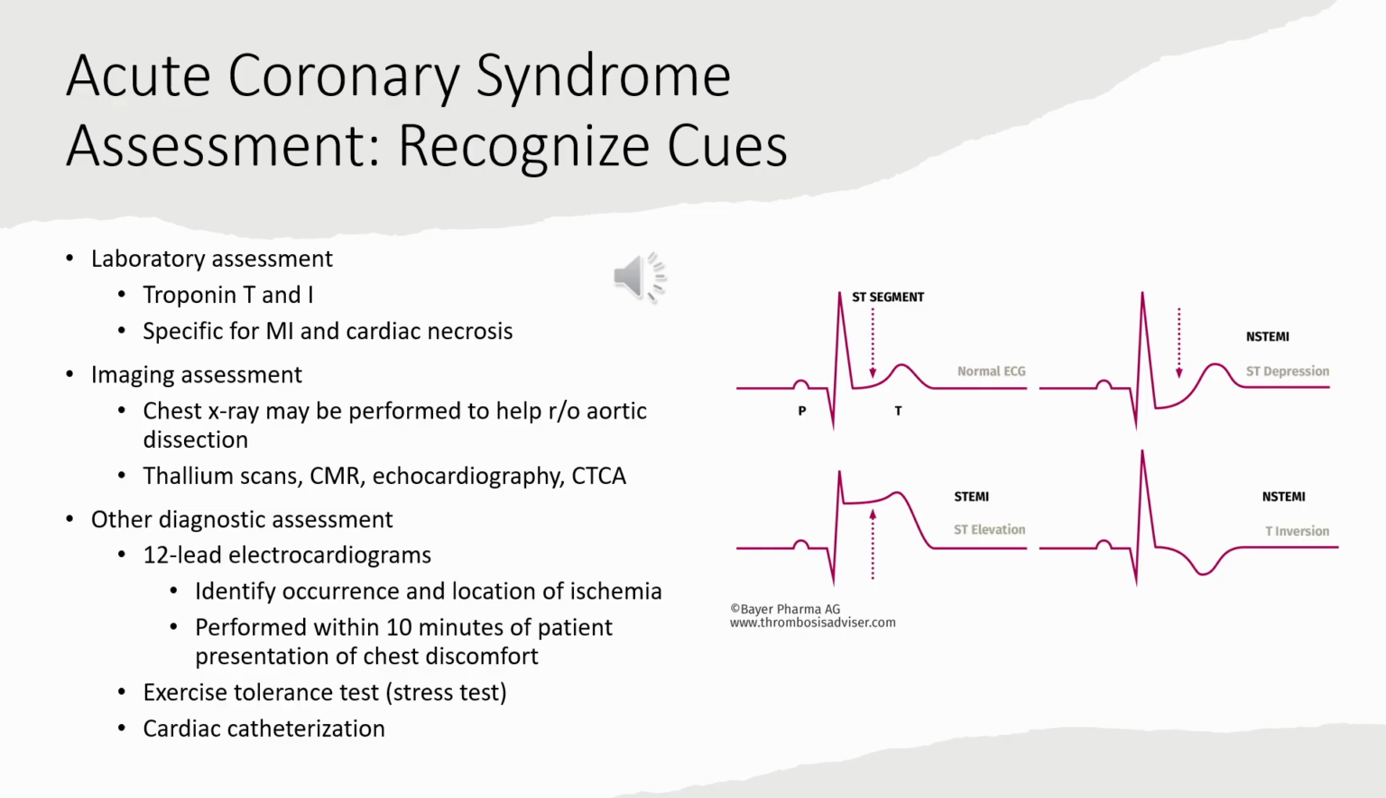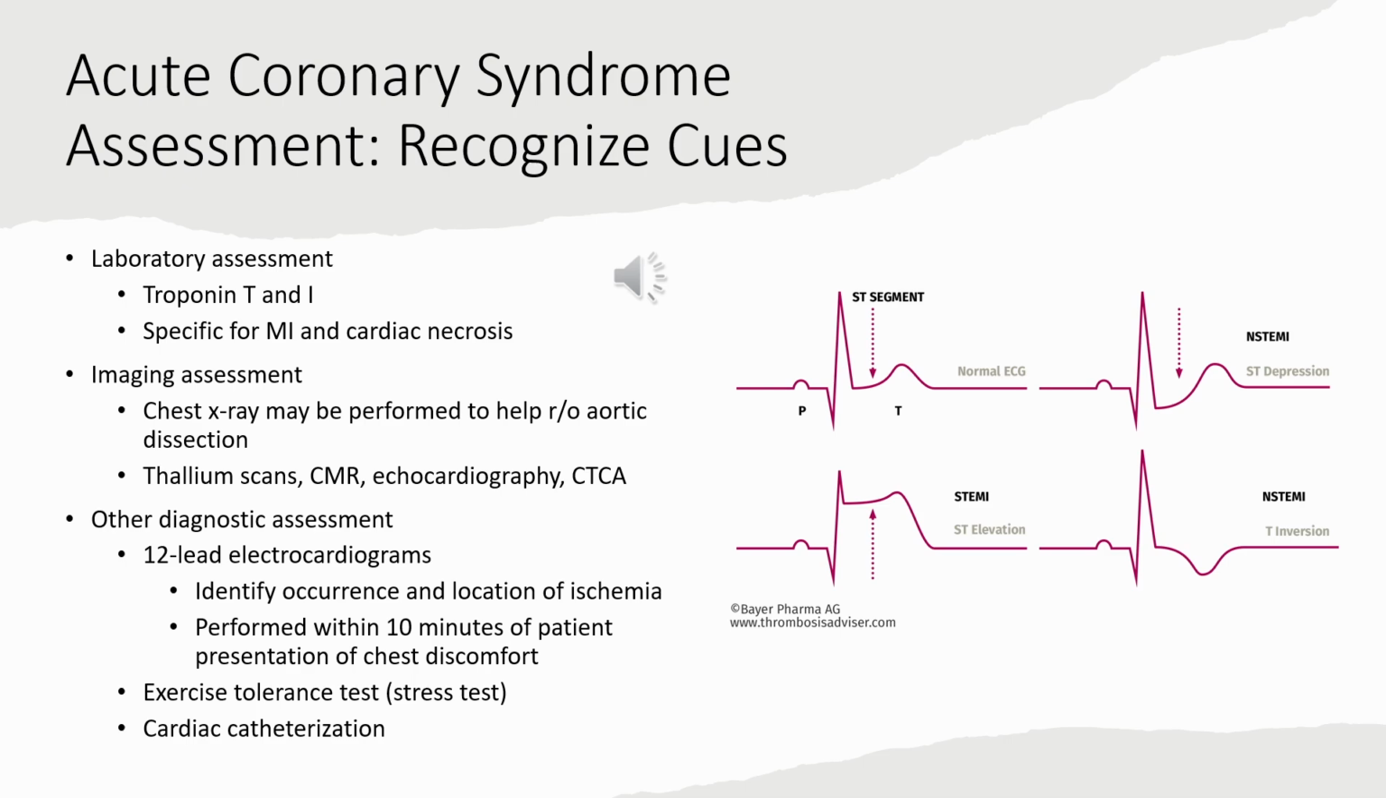An imaging assessment, so a chest x-ray may be performed to rule out other causes of chest pain, such as an aortic dissection or pulmonary conditions. We have thallium scans, we can use cardiovascular magnetic resonance or CMR, echocardiography, and a CT coronary angiography or CTCA can all be used to help identify or visualize areas of ischemia or infarction.